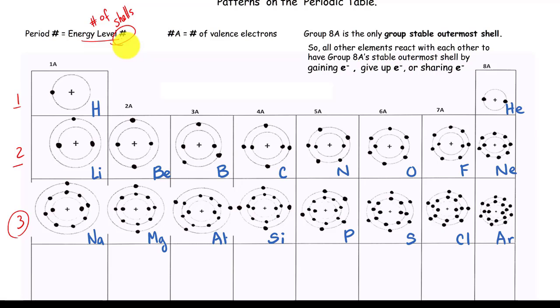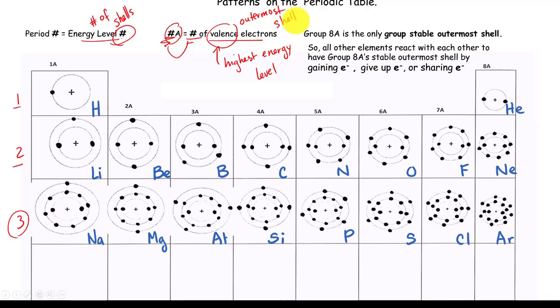Let's look at the group. We talk about the group, right? 1A, 2A. In this chemistry class, we only focus on the representative groups. And that's where the majority of the patterns are going to be. Well, first of all, look at group number A. And that number right there, it's actually equal to the number of valence electrons. And what are valence electrons again? They are the outermost electrons. And of course, where are the outermost electrons? In the outer shell, which in a way is the highest energy level. Highest energy level.